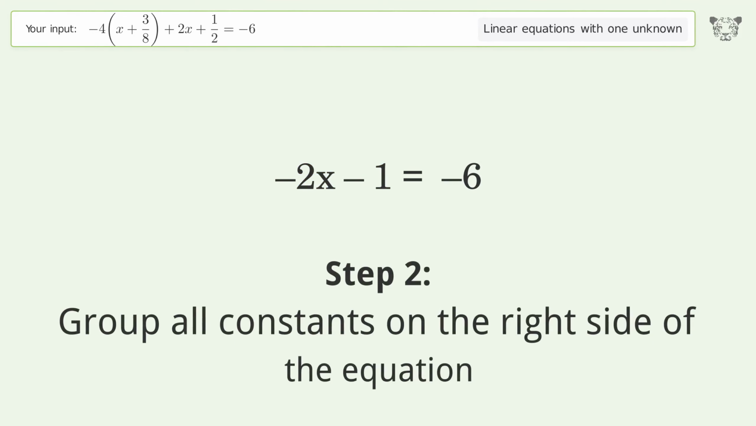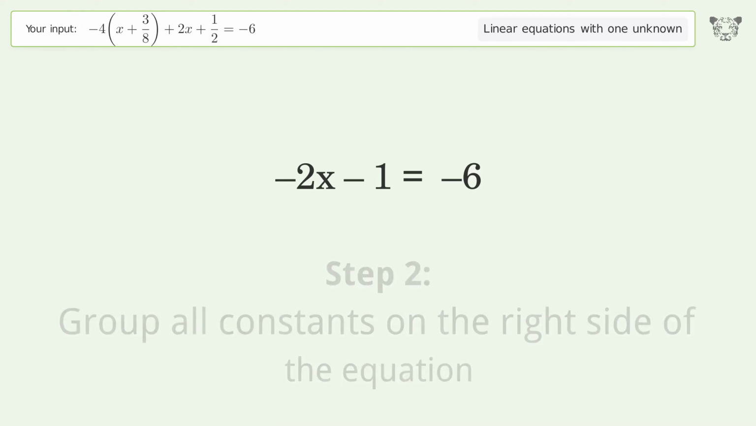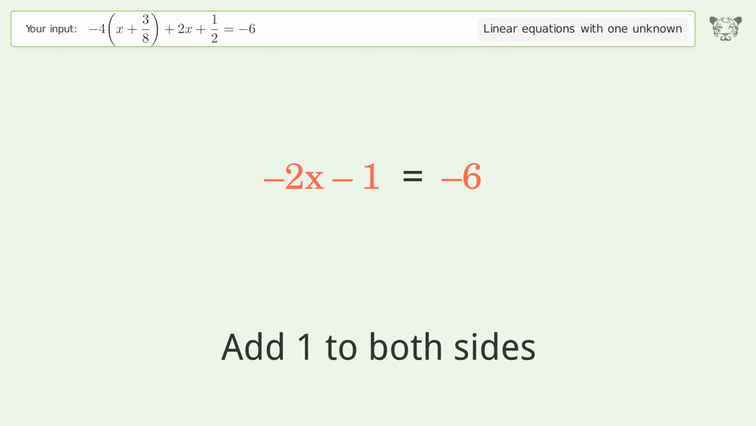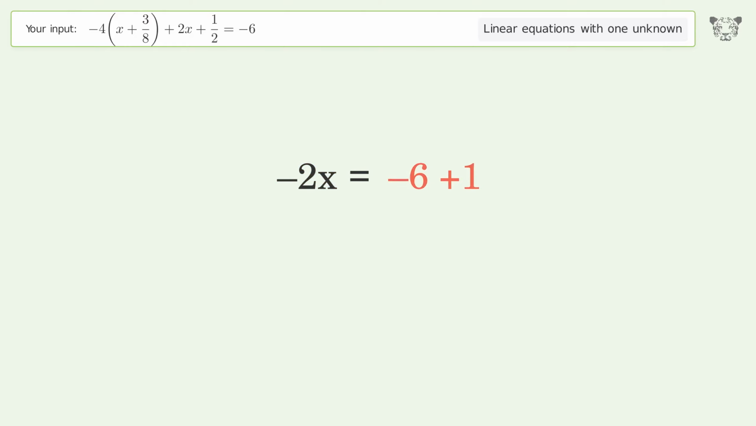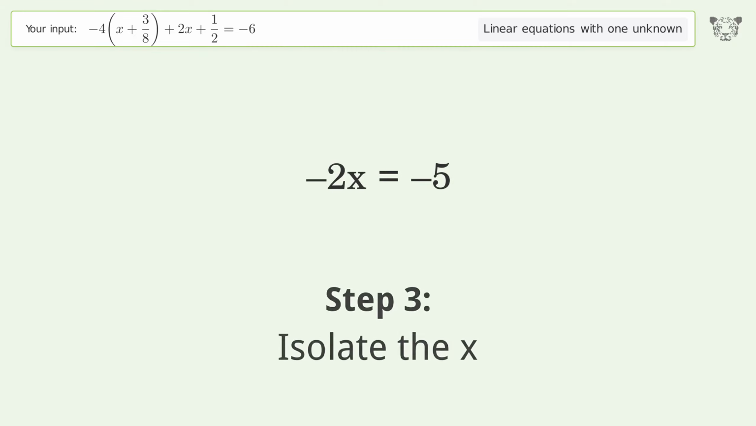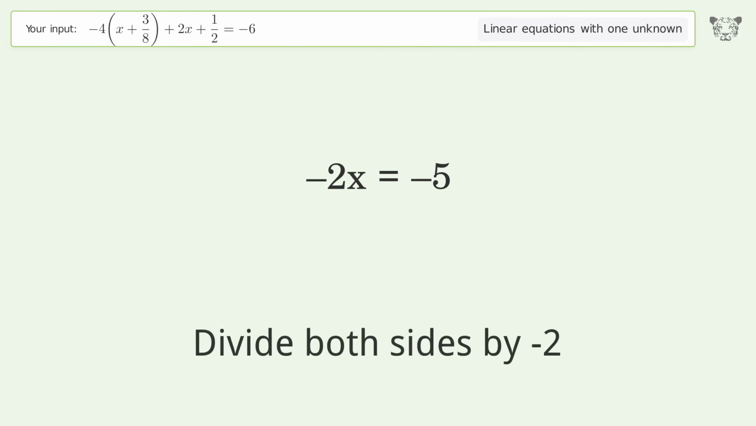Group all constants on the right side of the equation. Add 1 to both sides. Simplify the arithmetic. Isolate the x. Divide both sides by -2.